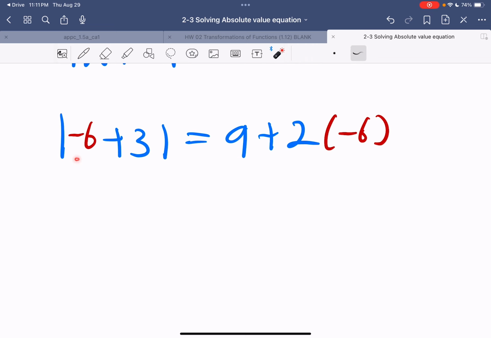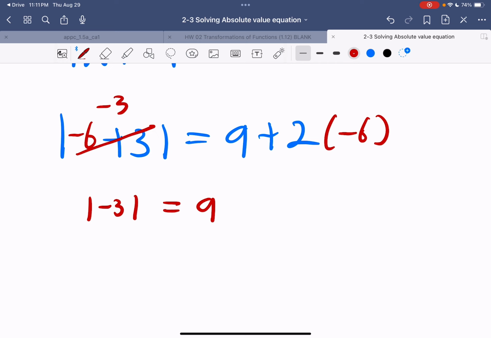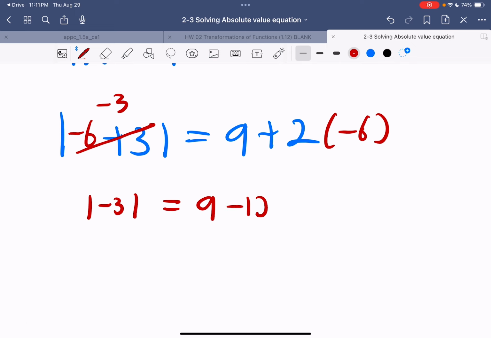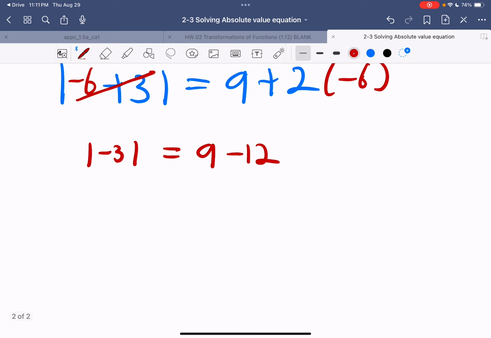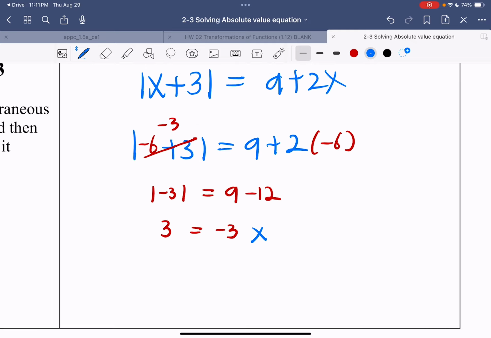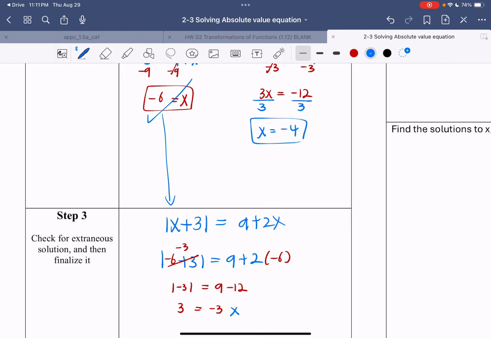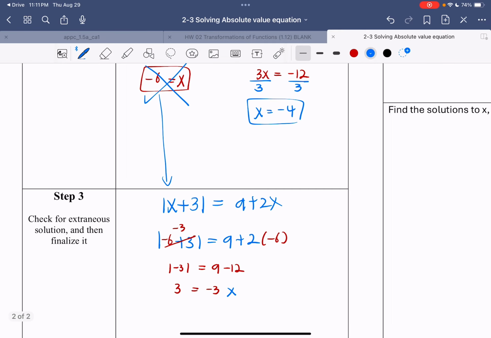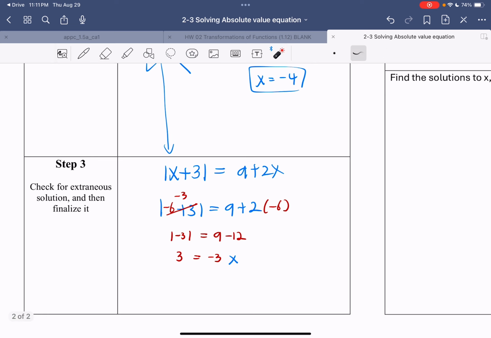So negative 6 plus 3 is going to be equal to negative 3. So I have absolute value of negative 3 equals 9. 2 times negative 6 is going to be negative 12. Now, absolute value of negative 3 will become positive 3. 9 minus 12 is negative 3. But oops, these two are not equal to each other. So this cannot be the answer. So that's the extraneous solution. Now let's check negative 4.